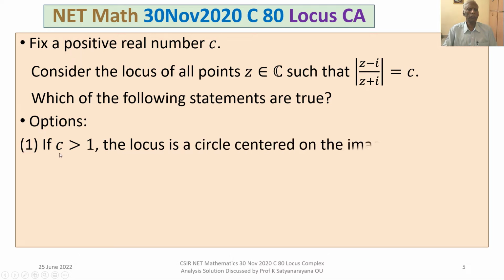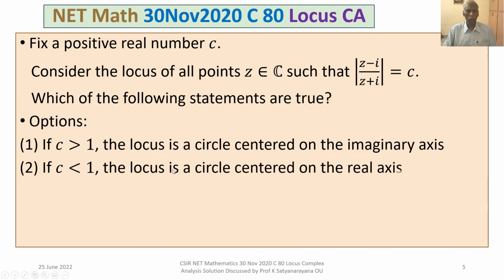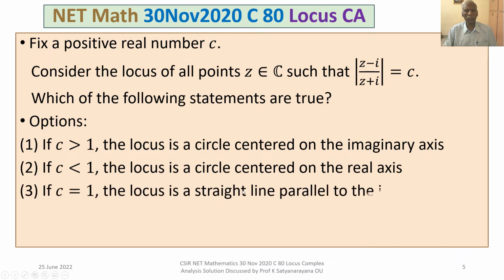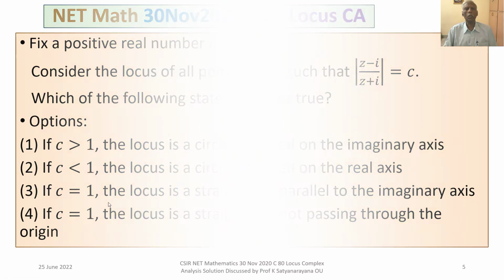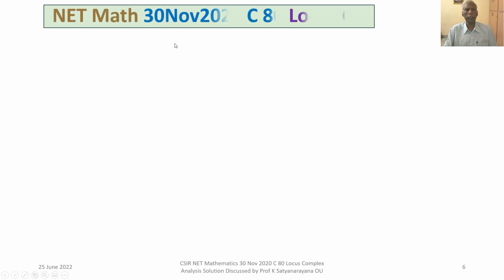Option 1. If C is greater than 1, the locus is a circle centered on the imaginary axis. Option 2. If C is less than 1, the locus is a circle centered on the real axis. Option 3. If C is equal to 1, the locus is a straight line parallel to the imaginary axis. Option 4. If C is equal to 1, the locus is a straight line not passing through the origin. Let's now discuss the solution of the problem in detail.